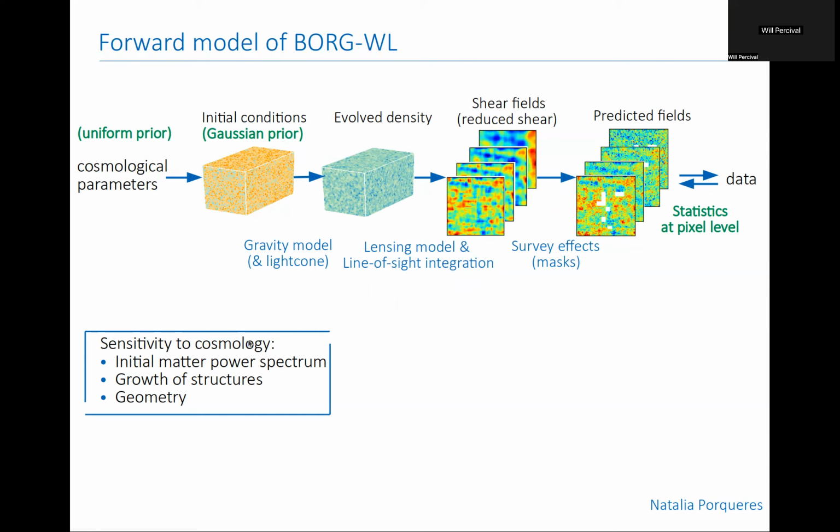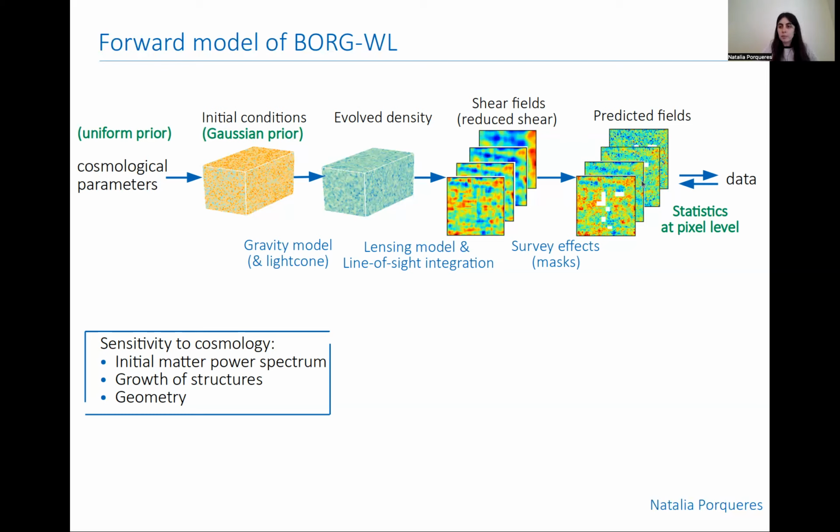So all these quantities change consistently when we sample the cosmological parameters. Everything is updated consistently throughout the forward model, and that's what allows us to constrain cosmological parameters with this forward model.